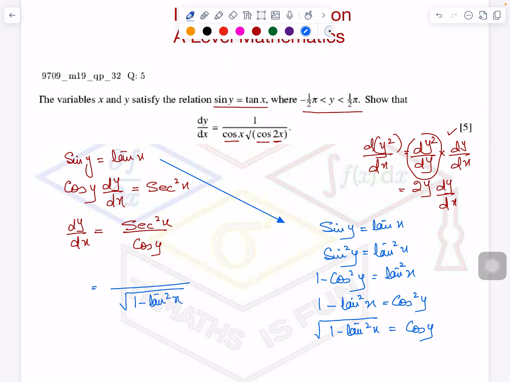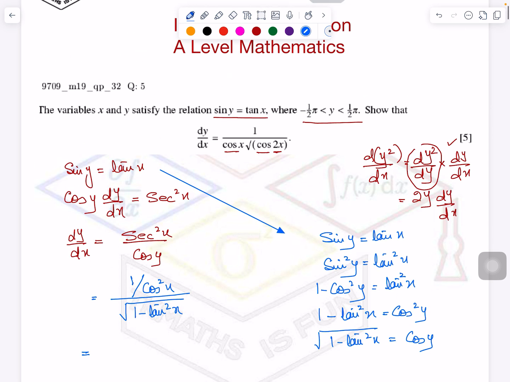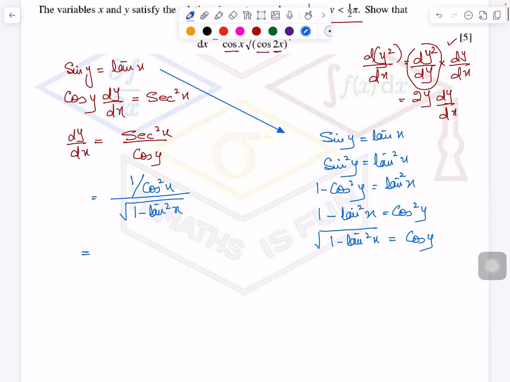And instead of sec square x, we can use the identity 1 over cos square x. We know it is a reciprocal function. So from here now, you have to keep in mind it is cos x and cos 2x. Now let's recall what is cos 2x. We know that cos 2x equals cos square x minus sin square x, and there are two more formulas which we derive from here. But at this point, what I notice is that instead of tan square x, I can write sin square x over cos square x, right? This is an identity.